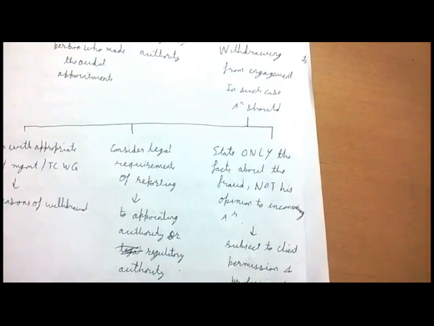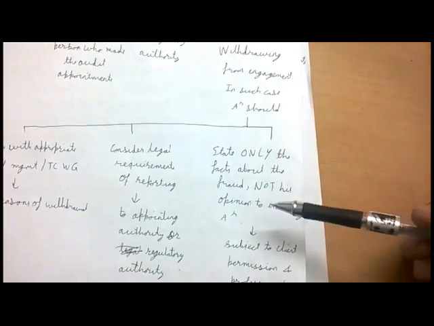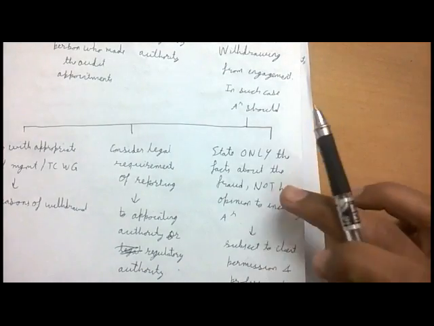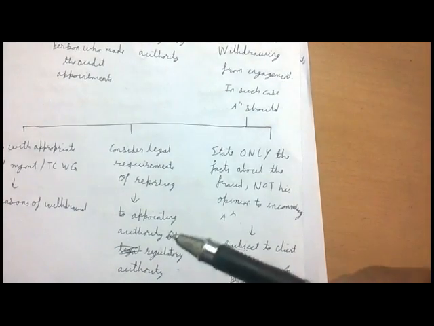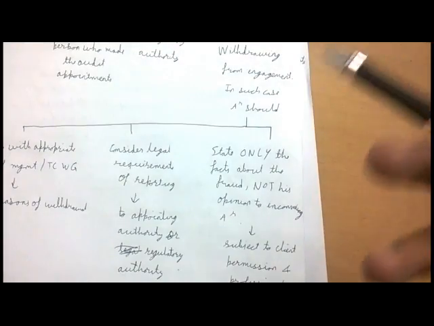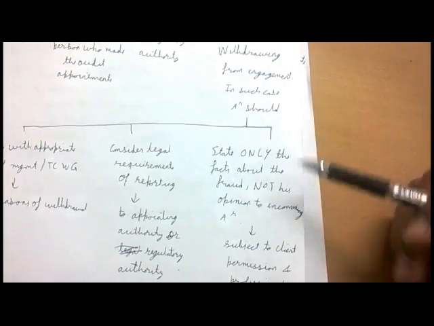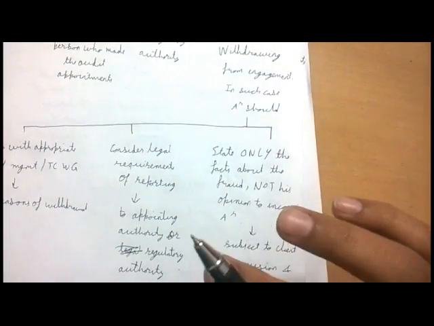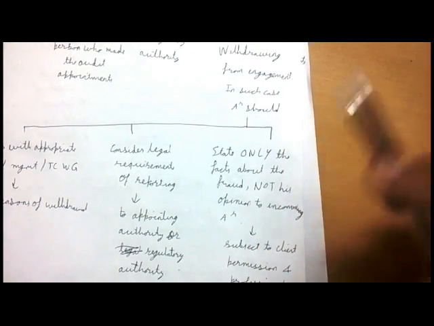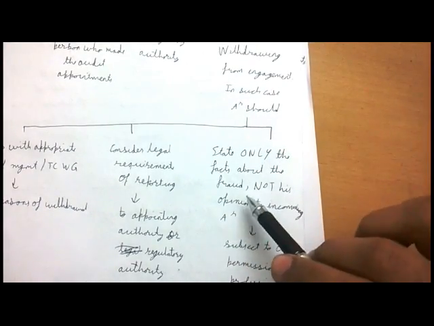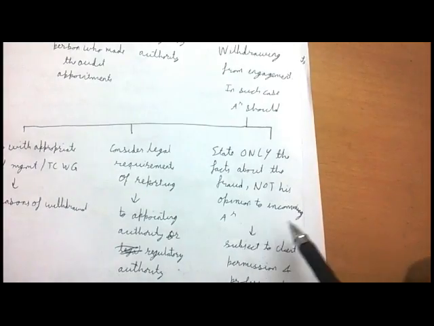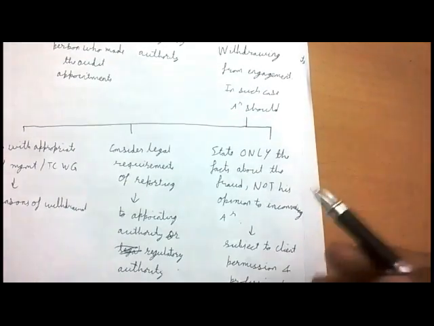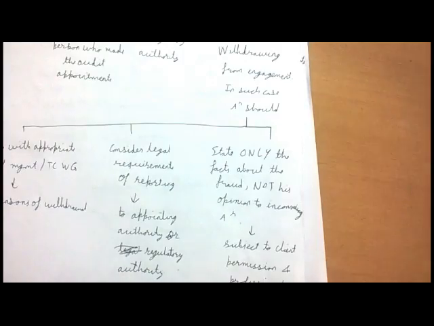In such communication between the present auditor and another auditor, the present auditor should not disclose his opinion to the new auditor. He just needs to disclose the facts of the fraud. That is all. So state only the facts about the fraud, not his opinion, to the incoming auditor, that is, the new auditor. He should not disclose his own opinion.